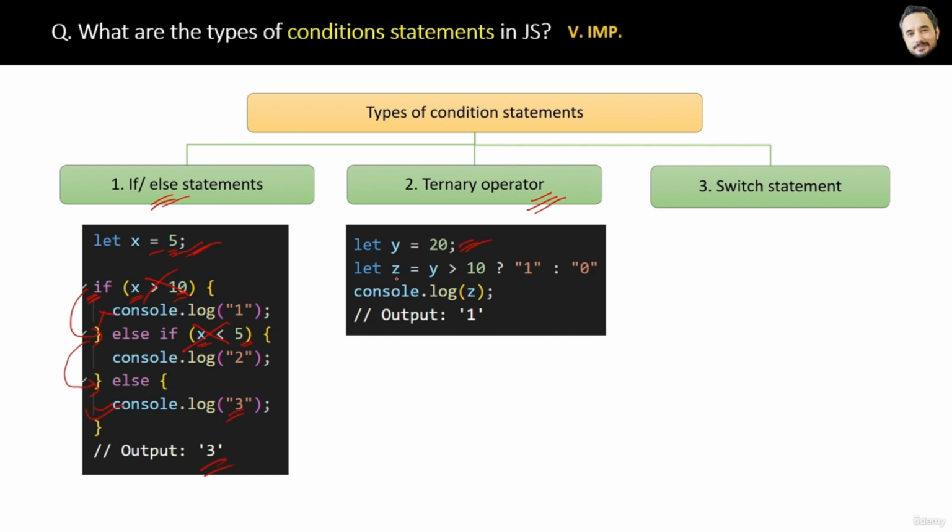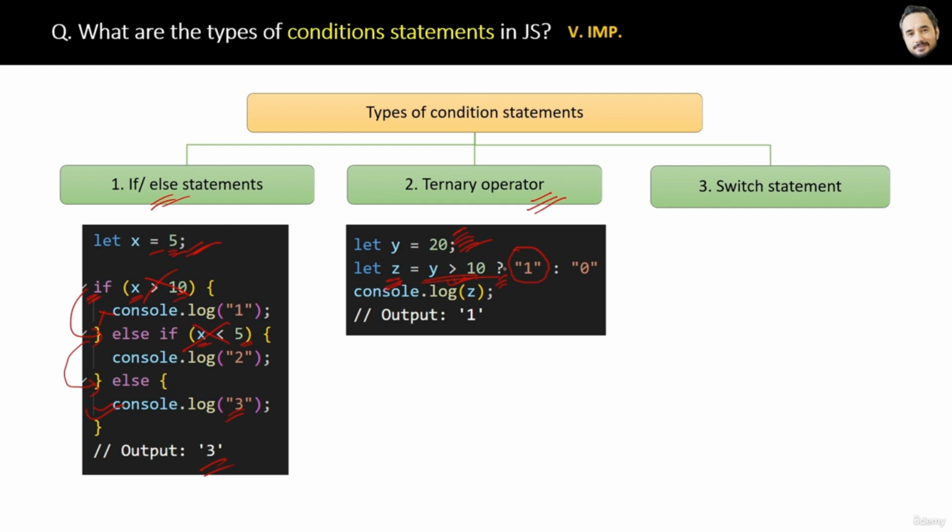Now we will create a new variable z, which will first check whether y is greater than 10. So this is a condition. In this case, y is equal to 20, so the condition is true. And if the condition is true, then the first value just after this question mark will be the result. Right now it is 1 here.